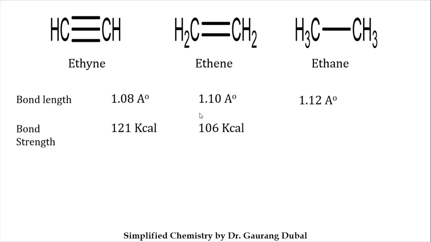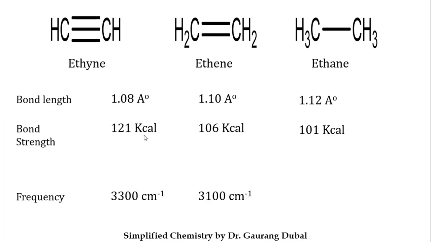Now next, bond strength. You can see here I wrote the bond strength in terms of kilocalories. For ethyne, the bond strength is 121 kilocalories. For ethene, 106. For ethane, 101. If you refer to some reference book, you may get values different from this one, because I utilize the unit kilocalorie. In some reference books, you may find this value in the range of 400 to 500. That is nothing but the unit kilojoule, a conversion of kilocalories into joules, right? So when the bond strength is higher, we always get a higher frequency.